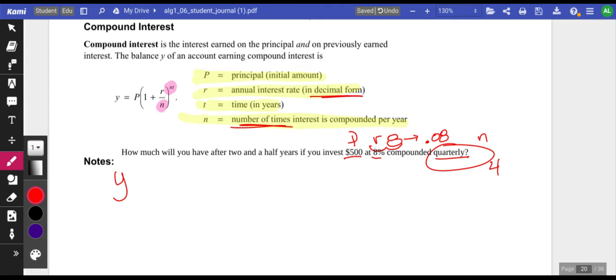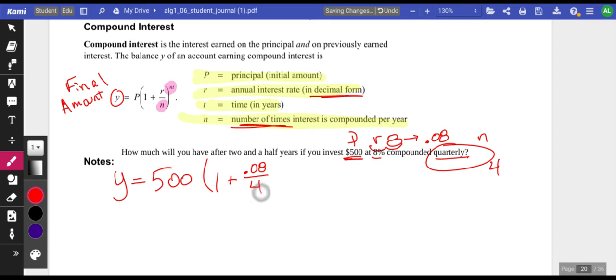I've got Y, that's my final amount. That's what I want. Okay, so I get P, so that's my starting value, 500. I have 1 plus R over N. So that 0.08. We have lots of fun numbers with this. Okay, 0.08 over N, which is 4.